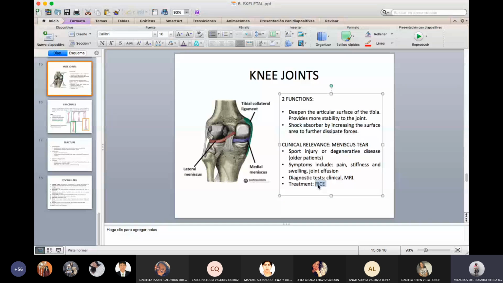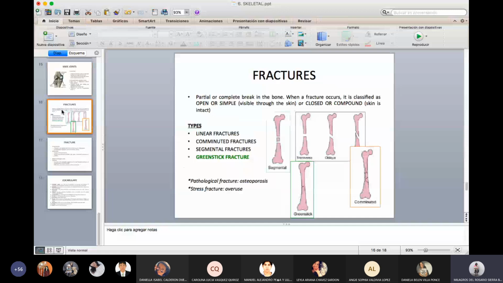RICE is rest, ice, compression, I think it's like that, and elevation. Sorry, elevation and compression. I think it's like this. Okay, that's the treatment. And then we can talk about fractures.